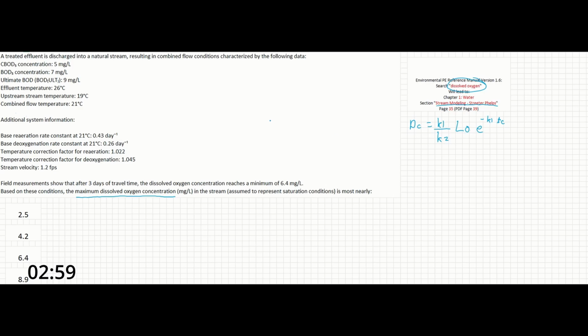Since we have such a long problem statement, there's a lot to look through, but we can find that all of our terms required are already given. So let's just start filling them in. We're going to be solving for D sub C. K1, our deoxygenation rate constant, is going to be 0.26. K2, our reaeration rate constant, is going to be 0.43. L sub 0, our initial BOD ultimate in the mixing zone, is going to be 9 milligrams per liter.